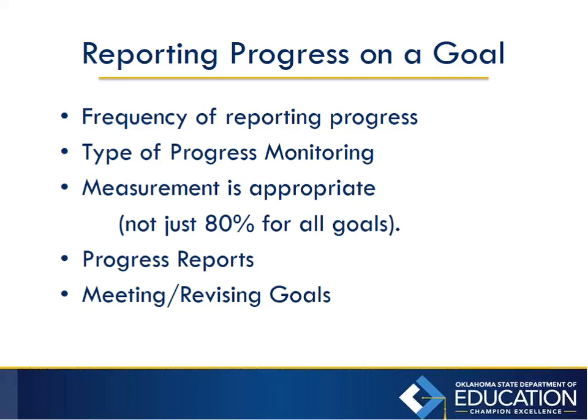Remember that good goal design is individualized for the needs of the student. All goals should not have an accuracy rate of 80%. Example, Johnny will cross the street 80% of the time. It seems like 80% is the magic number in Oklahoma for some reason. There's no set guideline that says you have to use 80%. So kind of take a step back and be mindful of what's appropriate for that student.